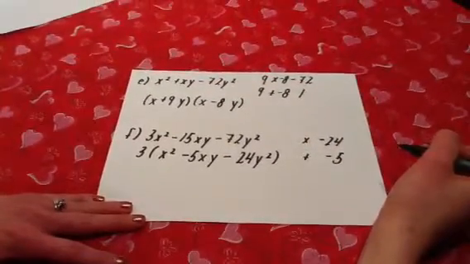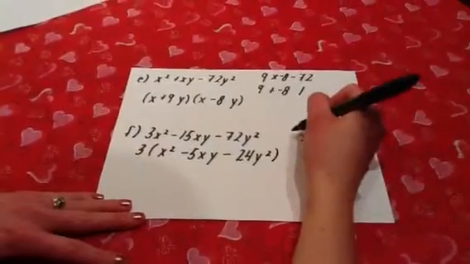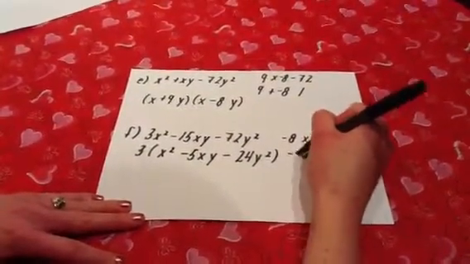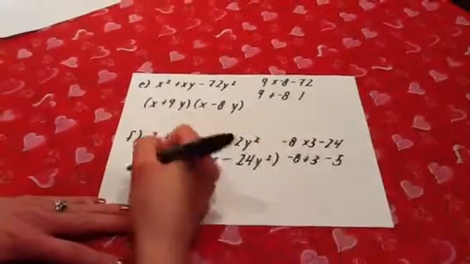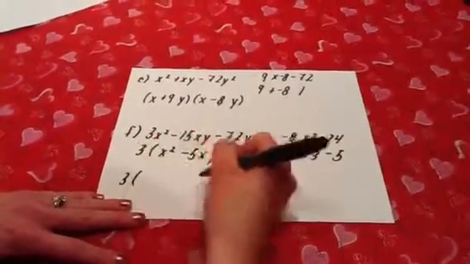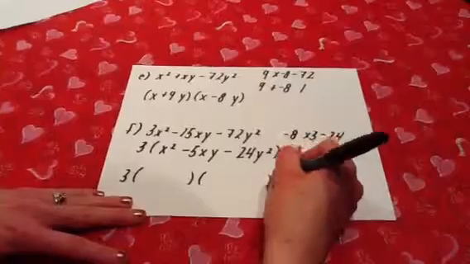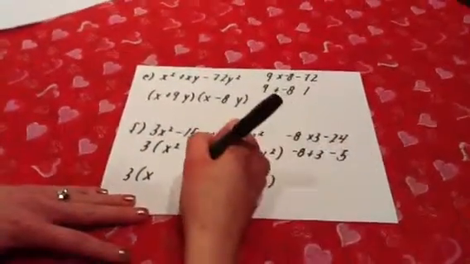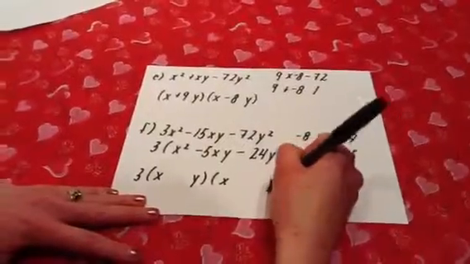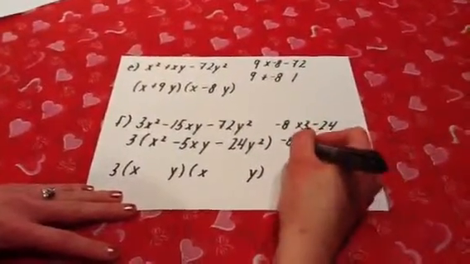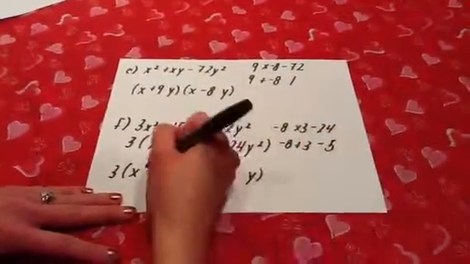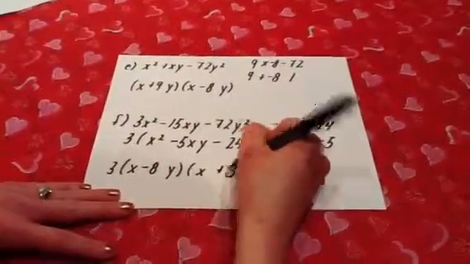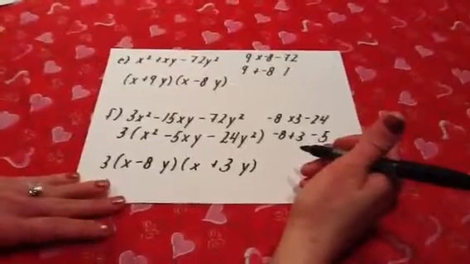So that would be negative 8 and 3. And just like the last one, we'll leave the 3 out front. We need to have x and y, so we'll have an x in the front to give us x squared. We'll have y's in the back to give us y squared, and then we'll just fill in negative 8 and plus 3. And that's factoring trinomials.